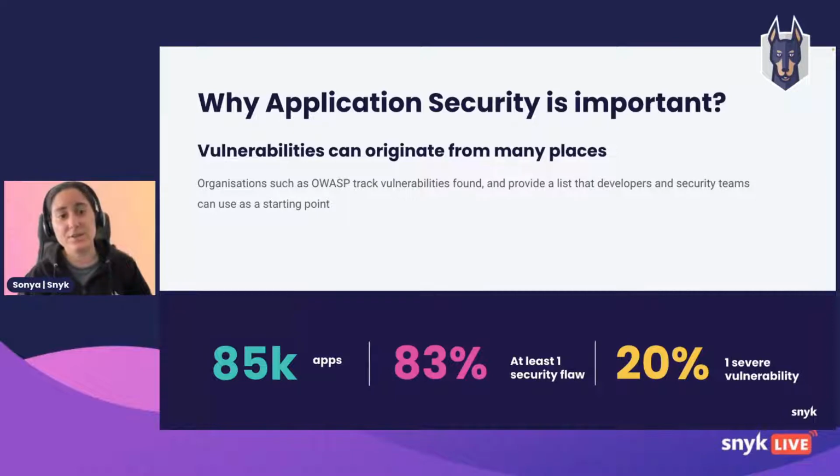And we have organizations such as OWASP, which stands for Open Web Application Security Project. That organization tracks vulnerabilities found and provides a list that developers and security teams can use as a starting point for their application security program. They usually release that list every 2-3 years, and we had the most recent list, the OWASP Top 10, that was released last year, 2021, and included broken access control, injection attacks, security misconfigurations, and other vulnerabilities.